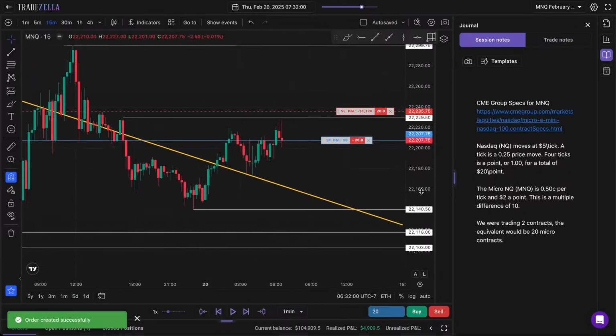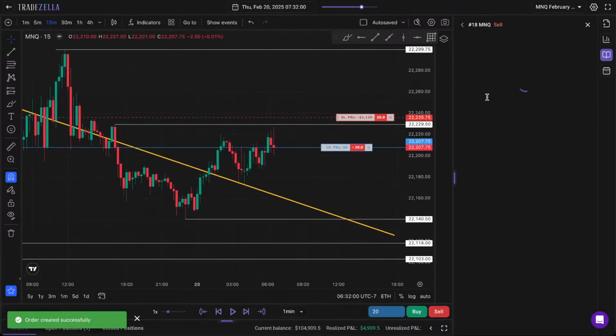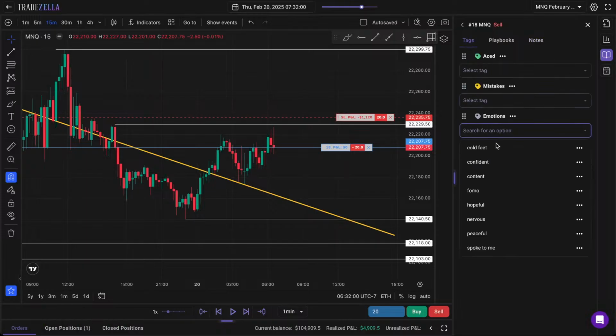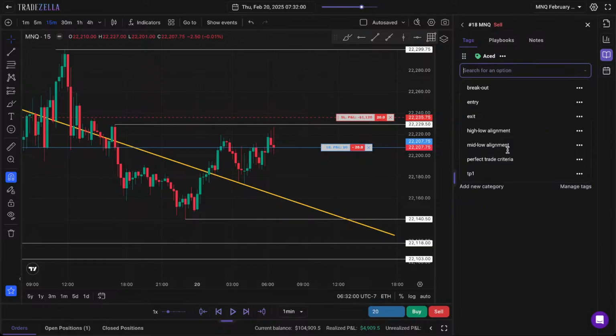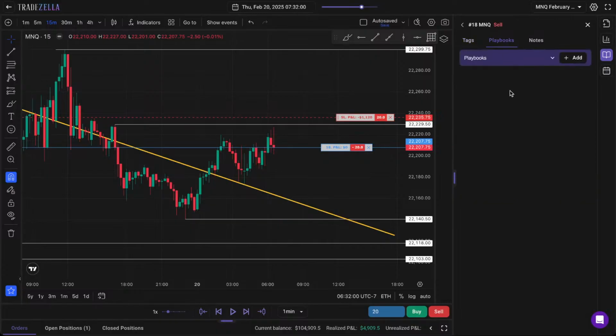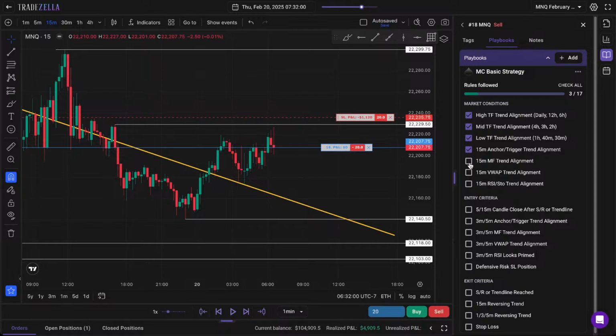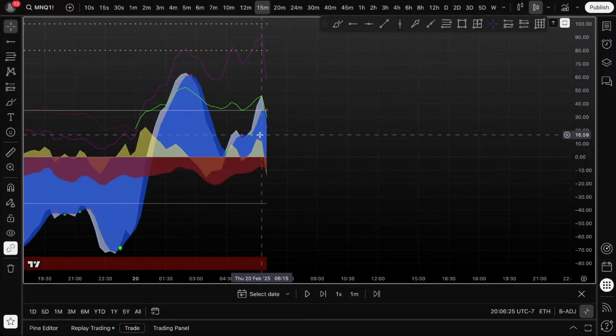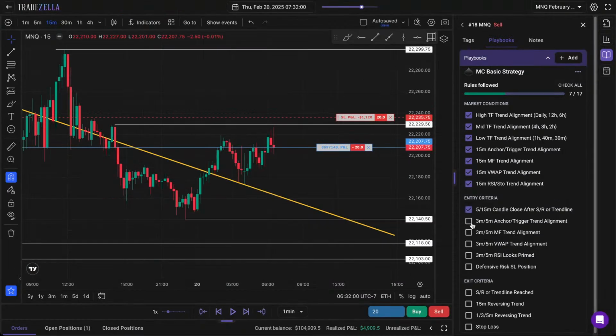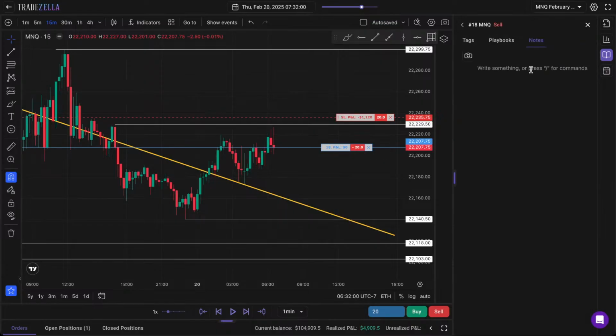All right, folks, we are in the trade. Let's get some trade notes going. You know, I feel pretty good about this one, folks. High to low alignment action. I think our 15 and everything is rolling with us, yeah. We got this going for us. We're defensive. Okay, some notes.